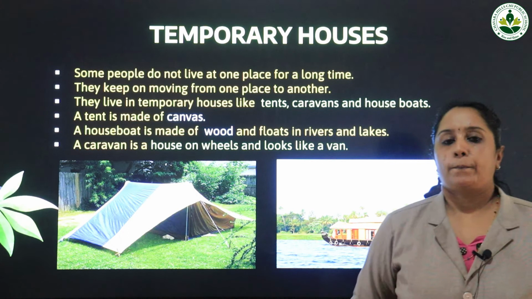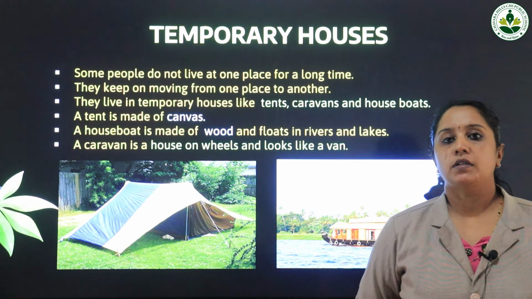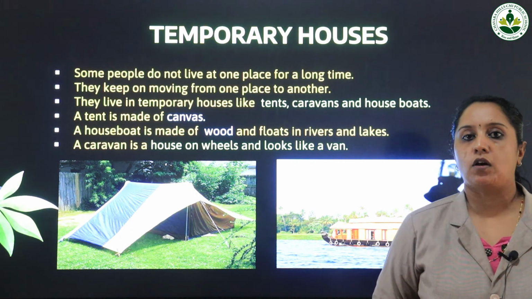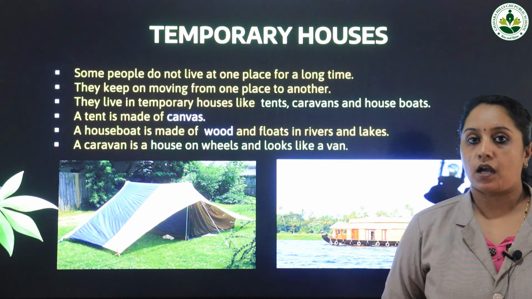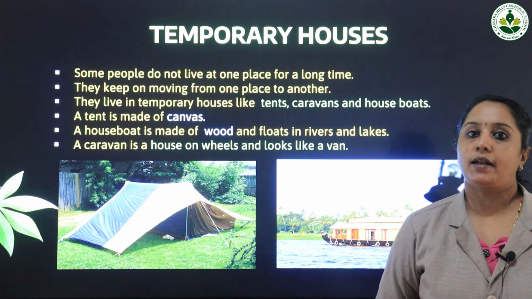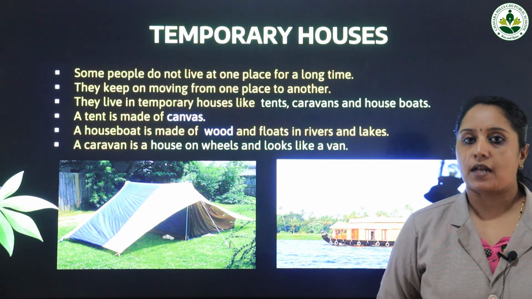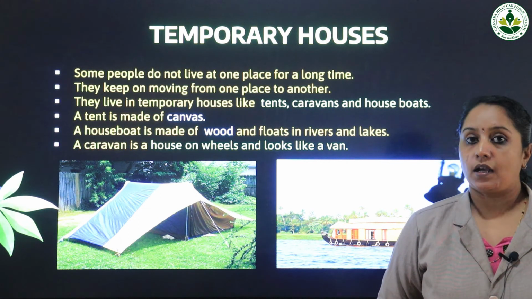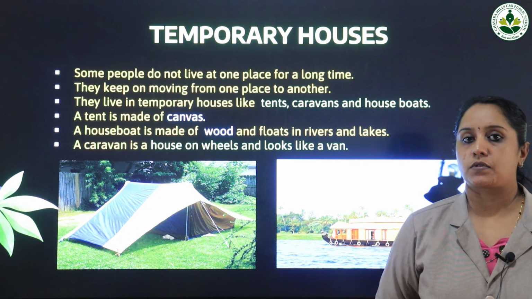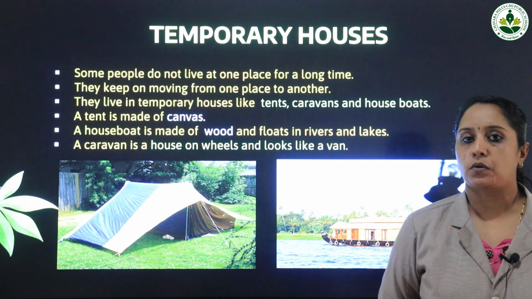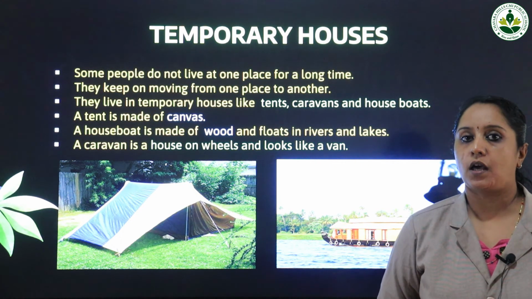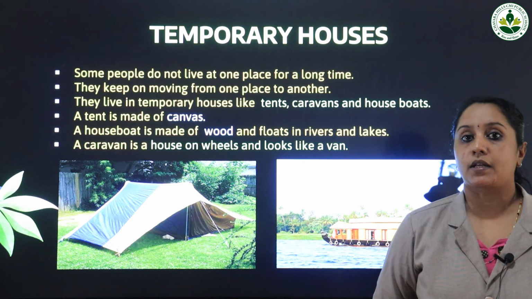Now in the first slide I told you about two types of houses. Just recall which were they? They were Pakka house and Kacha house. And again these houses can be classified as permanent houses and temporary houses. So permanent houses, we saw the examples of huts, bungalow and apartment. Now let us see what you mean by temporary house.